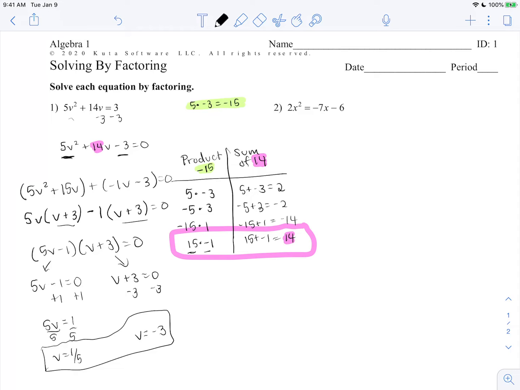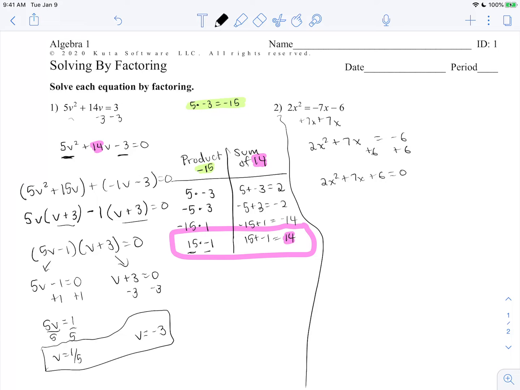So let's try this next one. Remember, the very first thing we did was bring everything to one side. So I'm going to add 7x to both sides. All right, so we have 2x squared plus 7x equals negative 6. I'm going to add the 6 to the other side. Everything's on one side, so 2x squared plus 7x plus 6 equals 0.